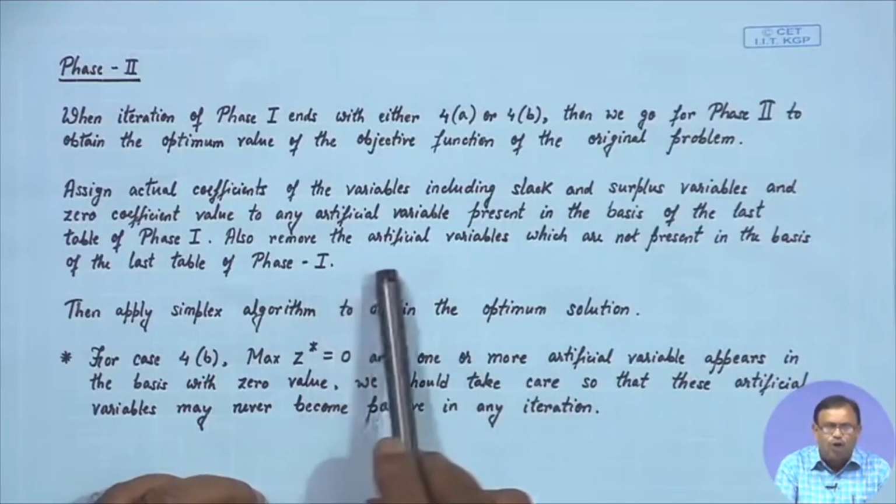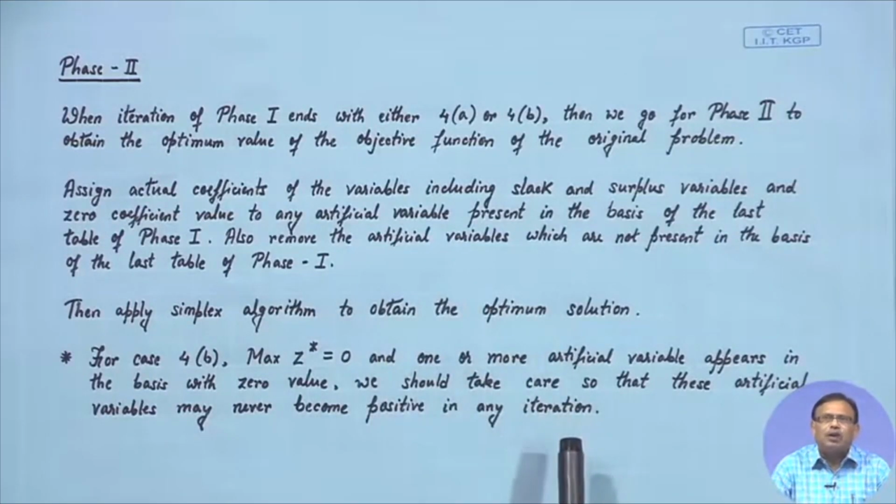Next, also remove the artificial variables which are not present in the basis of the last table of phase 1. That means, columns of the artificial variables will be removed which are not present in the basis. So, any artificial variable will be present in the table only if it is present in the basis of the last simplex table of phase 1. And then you apply the simplex algorithm as usual to obtain the optimum solution.